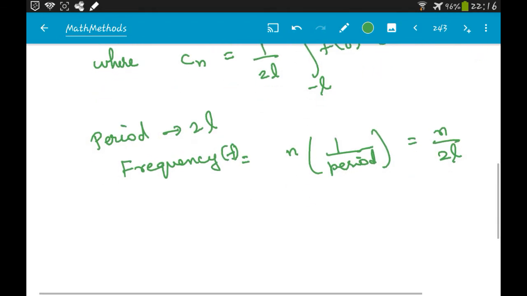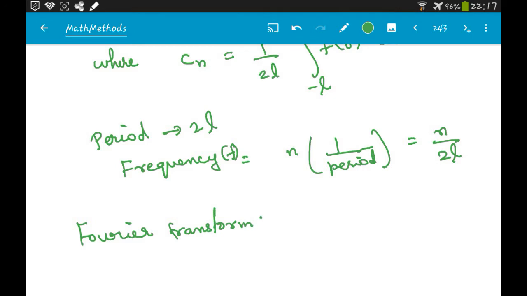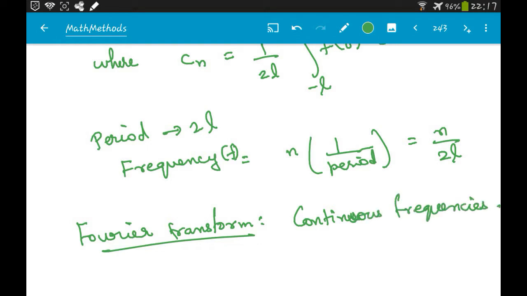Alright, now in Fourier transform you deal with continuous frequencies. Of course, there is another kind of Fourier transform as well, which is called discrete Fourier transform. In that, you can convert a non-periodic function into a discrete set of frequencies, or separate frequencies as well. But in the general Fourier transform, you have continuous frequencies.